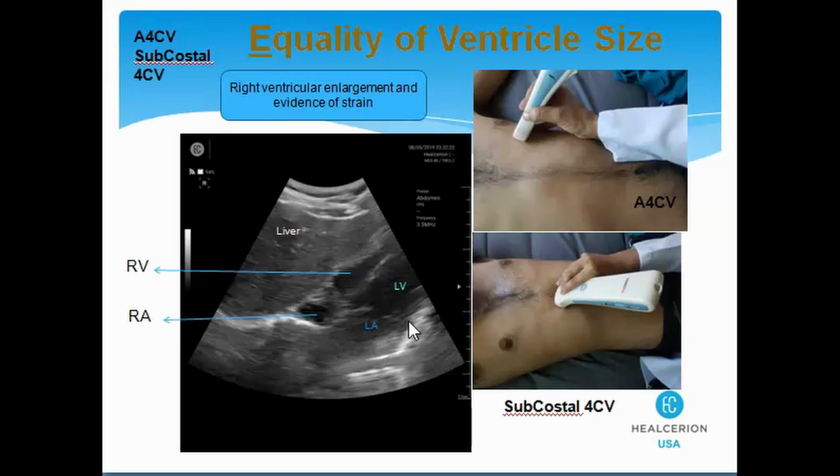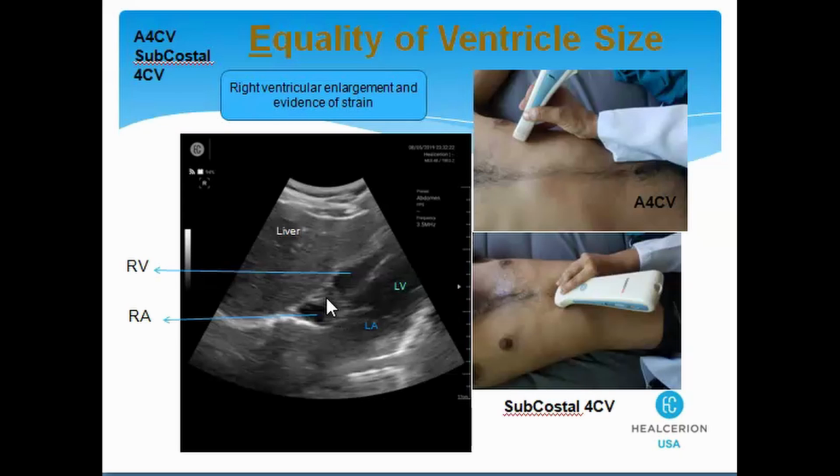So now by this view, using either the apical window or the subcostal window, you look at all the 4 chambers of the heart. Look at the size of the heart, look at the size of the ventricles. So the right ventricle is smaller than the left ventricle. Look at the wall motion and look at the size of the right atrium.